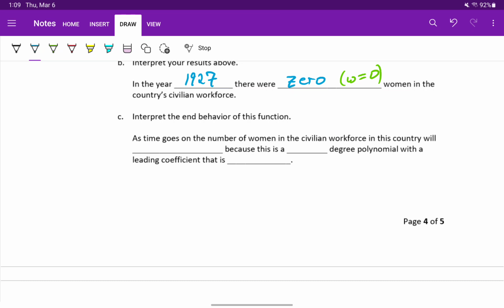Based off of that, we know that the number of women in the civilian workforce will continue growing, because this is a third degree polynomial with a leading coefficient that's positive. So as x increases, or as time passes, W of x will also be approaching positive infinity.